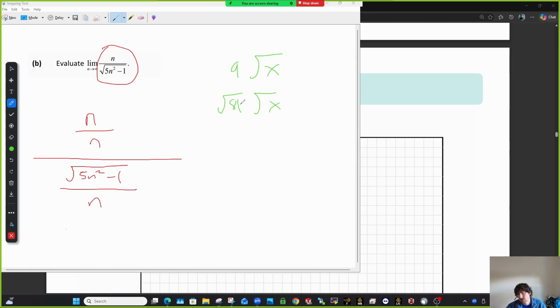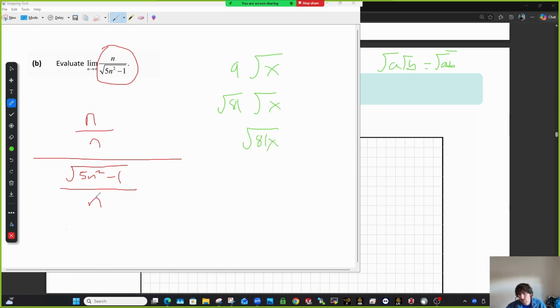And then it can enter, because there's a rule in your tables book that root a times root b is root ab. So this is a really important algebra trick. So this is how you get the 9 to enter the square root. You change it to whatever it is as a square root itself, and then it can just go in.